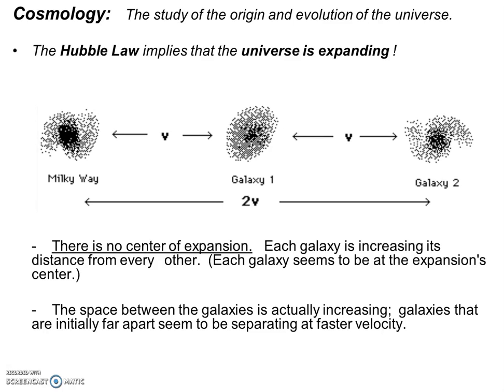The galaxies that are initially far apart seem to be separating at a faster velocity. That's why galaxies that are 2 times as far away will move away twice as fast, because there's twice as much space expanding in between. Another way of thinking about it is, when we look at the redshift of galaxies caused by the Hubble expansion, the galaxies aren't really moving away from us through space. They are moving away from us with space. They are embedded in space.